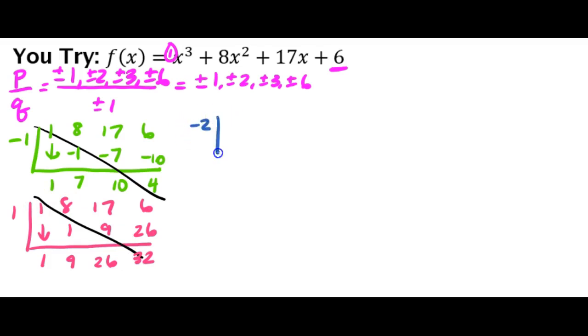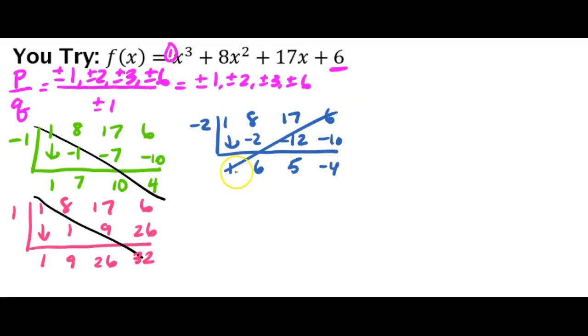So negative 2, same list of coefficients. So bring down the 1, negative 2, 6, negative 12, 5, negative 10, negative 4. Okay, that one didn't work either. These are some bad choices to go first. All right, now let's try positive 2.